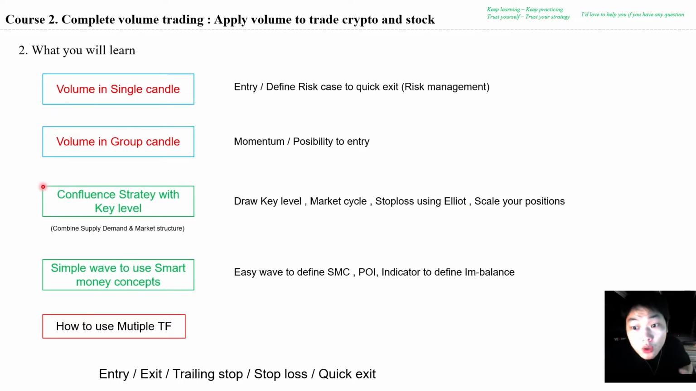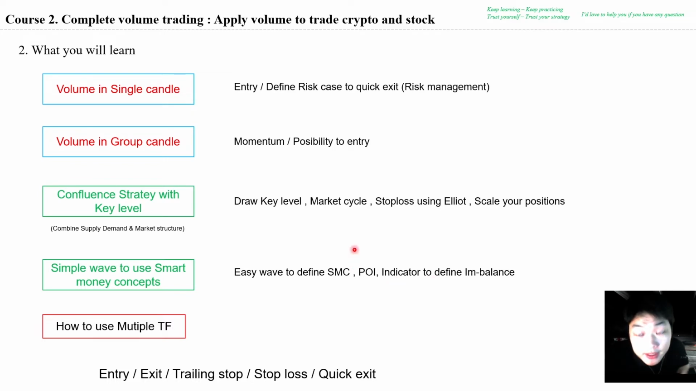This part is also one of the main parts of these strategies with confluent strategies, and the next one is a simple way to use smart money concept. Smart money concept is also quite complicated, but in this course you can understand how to use it most simply, and you can also understand the easy way to define smart money concept. When smart money joins the market using the imbalance and also the volume, and how to define the POI, point of interest, to entry. I will guide you to the indicators to define the imbalance in the market quickly.